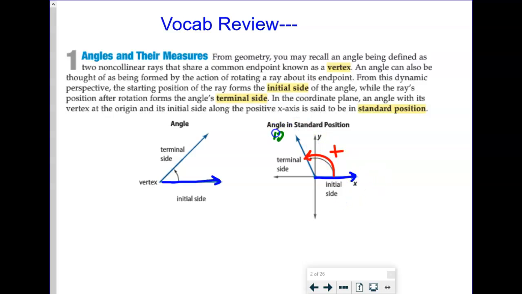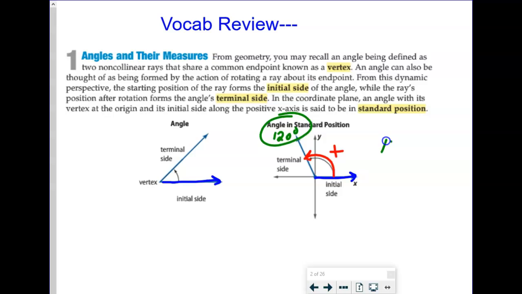So if we think it's 120, I'm going to go with Taylor's because she was the first brave soul. What would be another angle? Then you could have 60 on the other side. Oh, that's the reference angle. If I measure 90, I'd be right here.